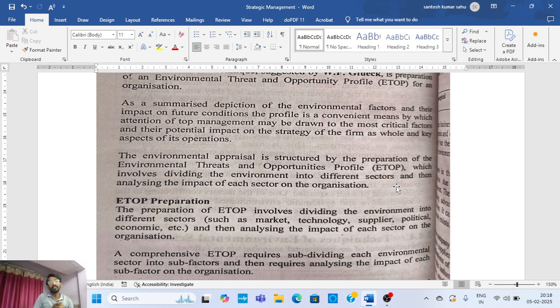So simultaneously, whenever I discuss these things, make notes as well, because it's helpful at the time of the exam as well, right? Okay.